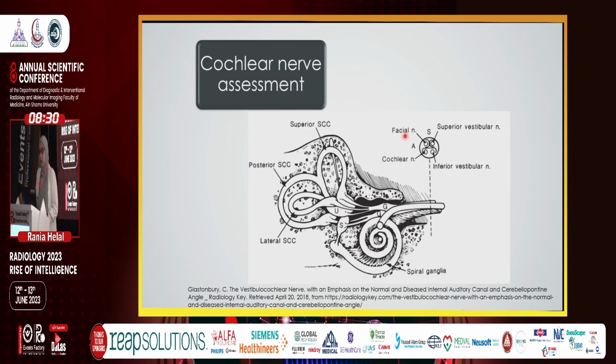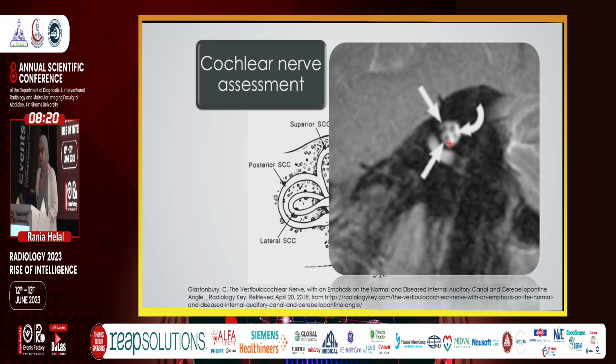In the upper anterior part is the facial nerve, inferiorly the cochlear nerve, posteriorly the superior and inferior vestibular nerve branches, superior vestibular nerve, inferior vestibular nerve. Here is the facial, cochlear, superior vestibular, and inferior vestibular. The cochlear nerve should be equal to the facial nerve diameter or slightly larger. If it's smaller, then it is hypoplastic. If it's not present, then it is aplastic.